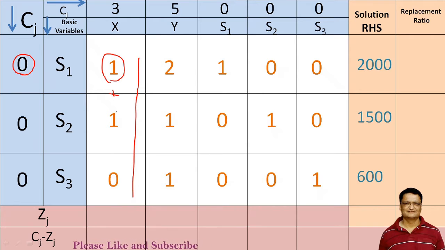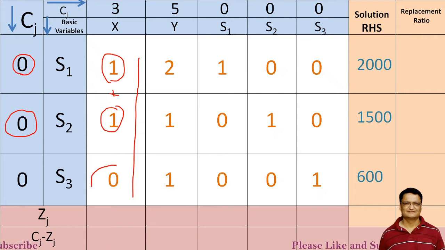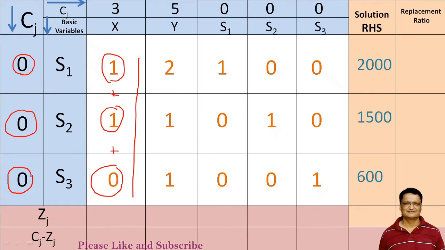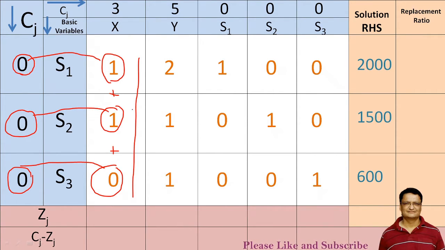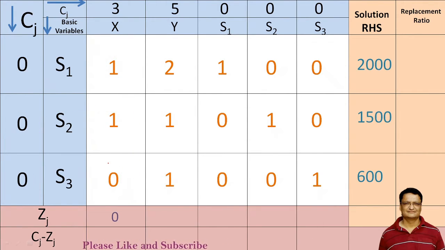plus this particular variable and the profit coefficient, plus this particular variable into the profit coefficient. So the multiplication of these two, plus the multiplication of these two values, plus the multiplication of these two values, will give me 0 plus 0 plus 0. So I will add 0 over here.